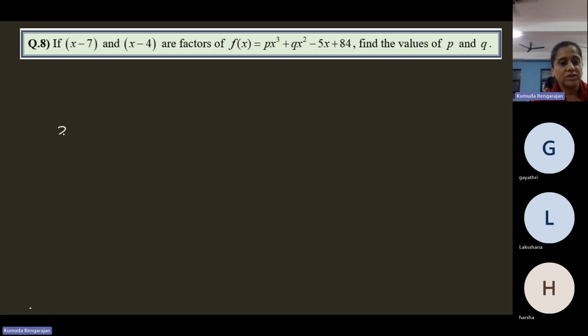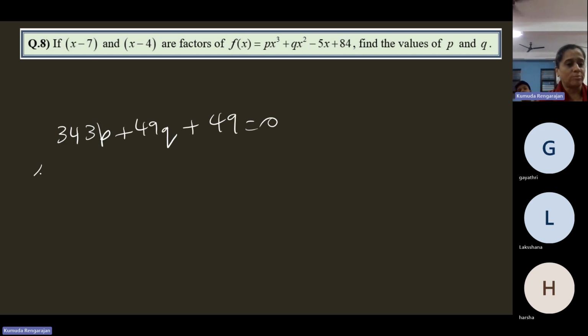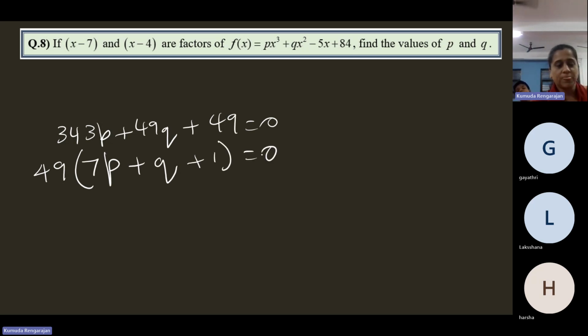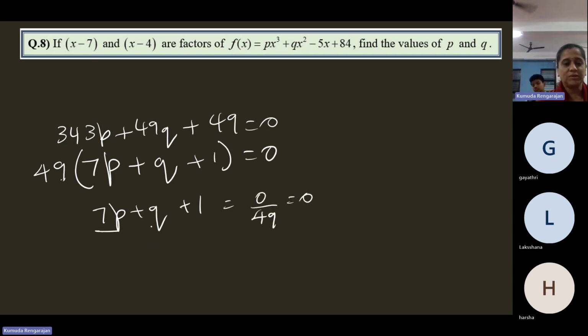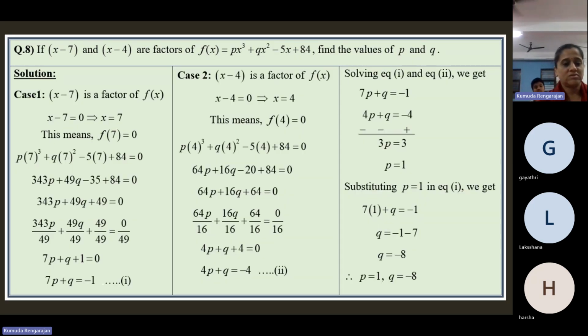Kruti's question is 343p plus 49q plus 49 is equal to 0. So she says, why not take 49 common, because all the terms have 49 common? Yes, we can do that. 49 is common. So you'll get 49 into 7 is 343p plus 49 into 1 is 49q plus 1 is equal to 0. Then this 49 will come for division. 7p plus q plus 1 is equal to 0 by 49, which is 0. So 7p plus q plus 1 is equal to 0. Same thing we have here. Right?